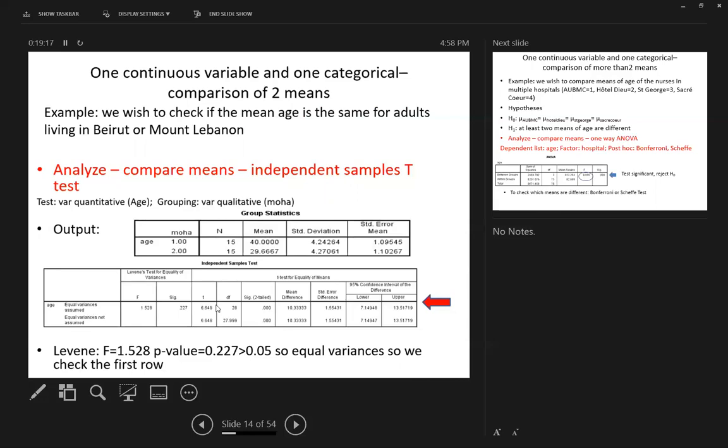So is there a significant difference now between mean age among the two muhafazat? Yes, because here the t-test is 6.6, the significance is 0.000. So this mean difference of 10.33 is statistically significantly different. And we see the confidence interval of the difference does not include 0, because if there is no significant difference, you expect that the population difference would be 0. Here you don't have an overlap with 0, and therefore the two governorates are statistically significantly different in terms of age.